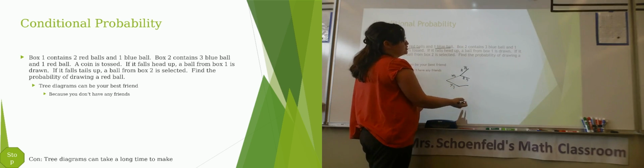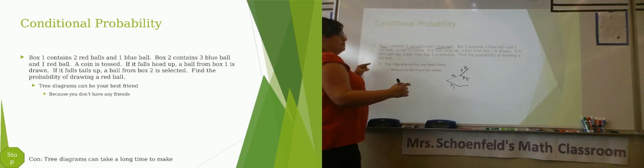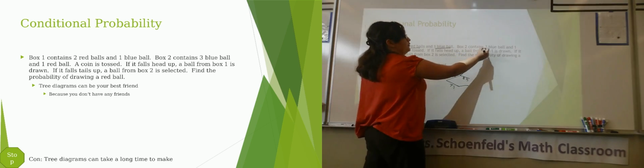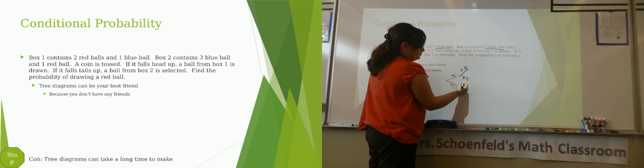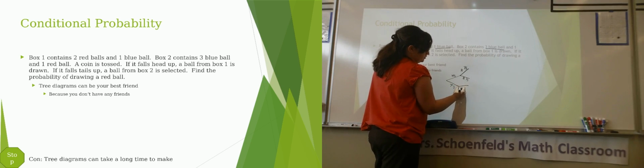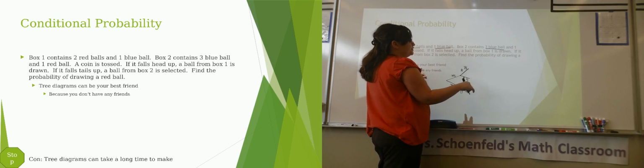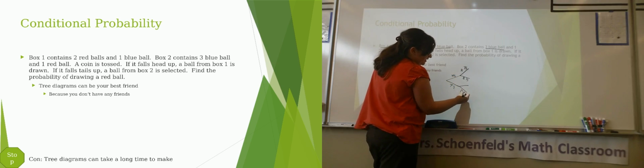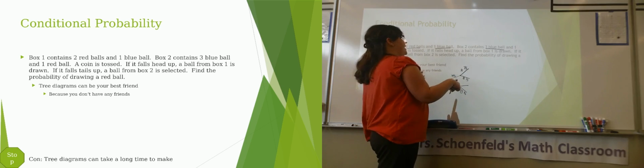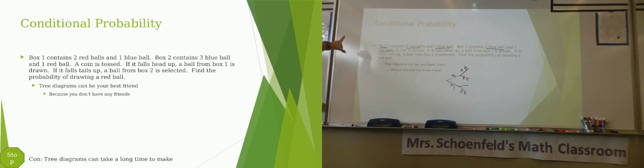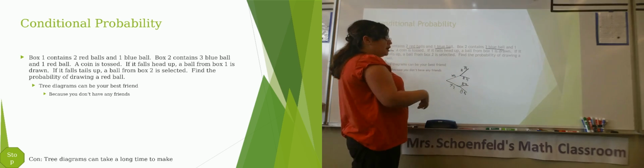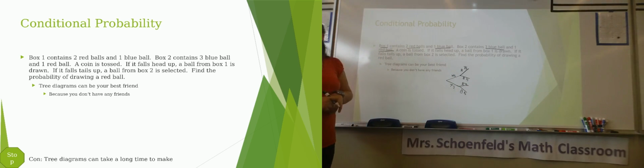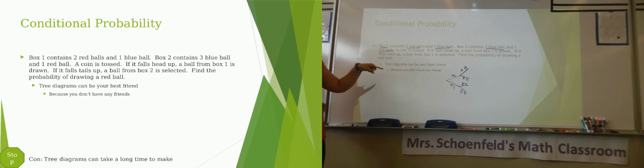So now I'm also going to do tails, where I'm looking at box 2. So I would have 3 blue balls and 1 red ball. So I would have blue, I'll do it on the bottom again. Blue has 3 out of those 4 things. And then there is 1 red ball. Red is 1 out of 4. Okay, so then to get each of those things, we're going to actually be multiplying.